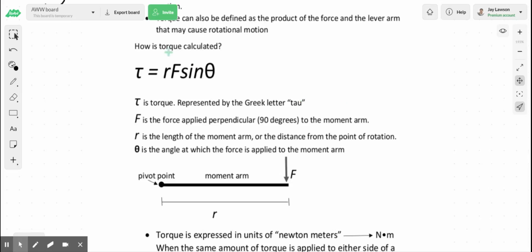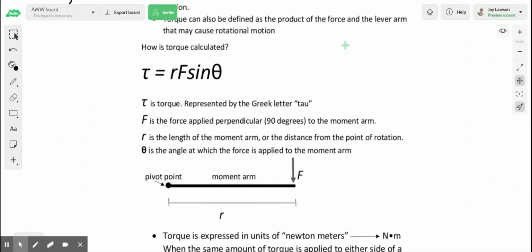Okay, now we can quantify torque with this equation. Torque, represented by the Greek letter tau, is equal to the length of what's known as the moment arm times the force applied perpendicular to the moment arm times the sine of whatever angle the force is being applied. Now, it says force perpendicular to the moment arm.